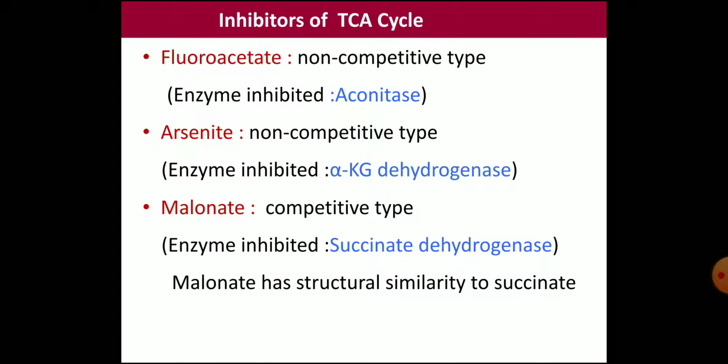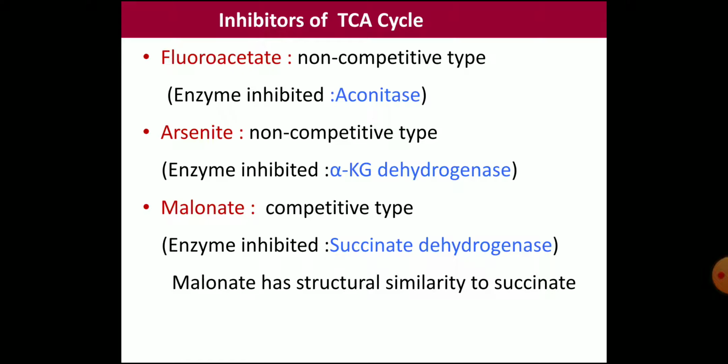For that reaction, aconitase is the enzyme, and fluoroacetate is a non-competitive type of inhibitor. Then arsenate, again a non-competitive type of inhibitor, acts on the enzyme alpha ketoglutarate dehydrogenase. That is the fourth step, where alpha ketoglutarate is converted to succinyl coenzyme A. So that reaction is inhibited by arsenate, which acts as a non-competitive inhibitor.